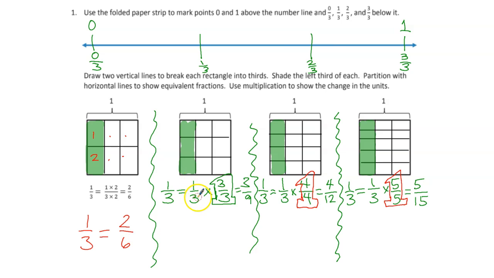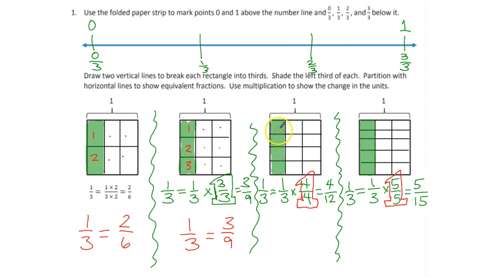Same thing here. We had our 1/3. We multiplied it by 3/3 when we put our two partitions. Now we have 1, 2, 3 out of 4, 5, 6, 7, 8, 9. 1/3 is also equal, or equivalent, to 3/9.